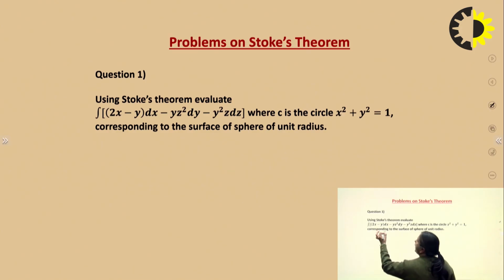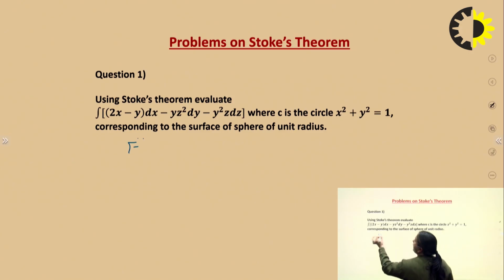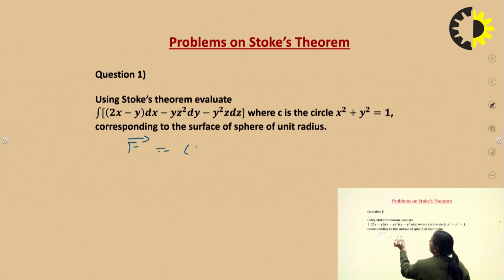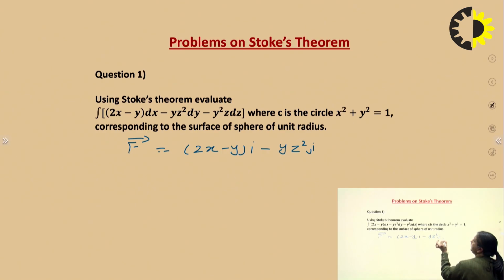According to Stokes theorem, we have to find first the F vector, and after that the curl of F vector, and then we have to find the unit normal vector to the surface, and then the double integration or surface integration of the curl of F vector dot n cap vector. Here the F vector will be (2x minus y) i cap minus y z square j cap and minus y square z k cap.